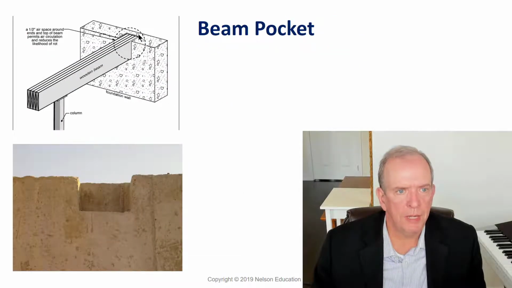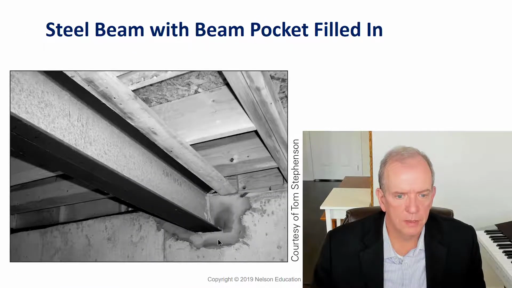So a beam pocket, basically a built-up wood beam or a steel beam goes into the pocket. If it's a built-up wood beam, you should leave a space around it. Usually they'll put plastic around this and leave an air space so that air can circulate around so it doesn't get moist and damp and it can dry out. If it's a steel beam, it just gets packed in with a concrete mix like this around it.